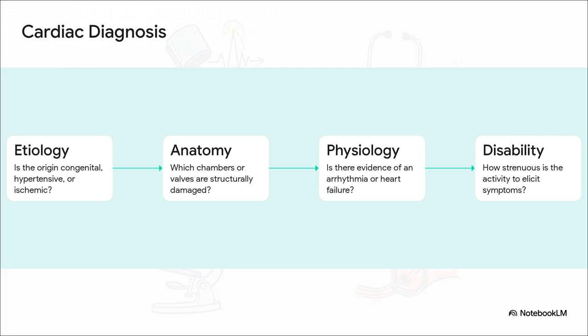First, what's the underlying etiology? Like, is the root cause congenital, or hypertensive, or ischemic? Second, the anatomic abnormalities. Which exact chambers or valves are physically damaged, hypertrophied, or dilated? Third, physiologic disturbances. How is the system actually malfunctioning? Like, is there an arrhythmia? And fourth, functional disability. What is the actual physical impairment the patient is experiencing day to day?